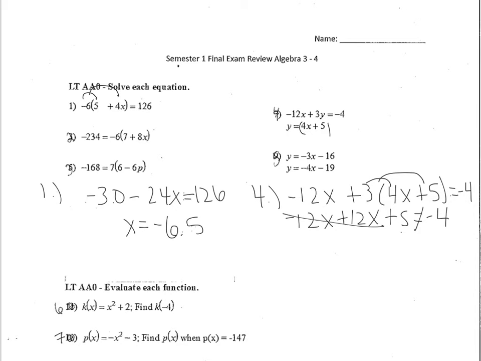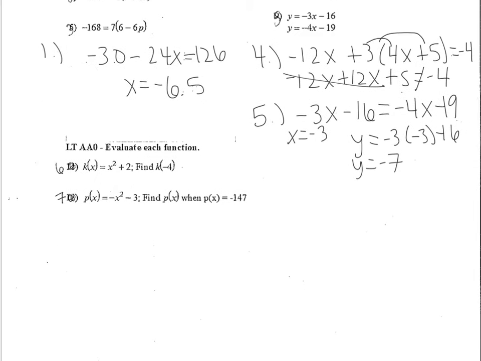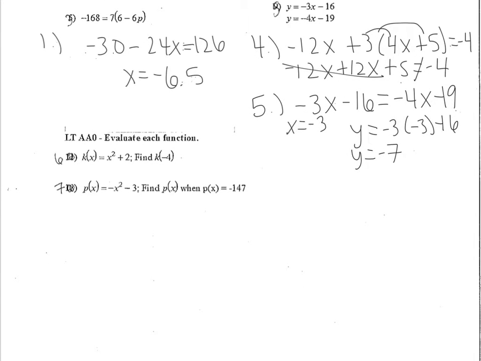If you did get an answer for x, though, you would use that to solve for y. Likewise, in number 5, if we look at that, they're both solved for y, so we can set them equal to each other and solve for x. We get that x is negative 3. So then you can take that and substitute it into the equation. I just used the first one, so I do negative 3 times negative 3 minus 16, and I get y is negative 7. These are some algebra review problems, so it's not too terribly hard necessarily, but we just haven't done these for a long time.